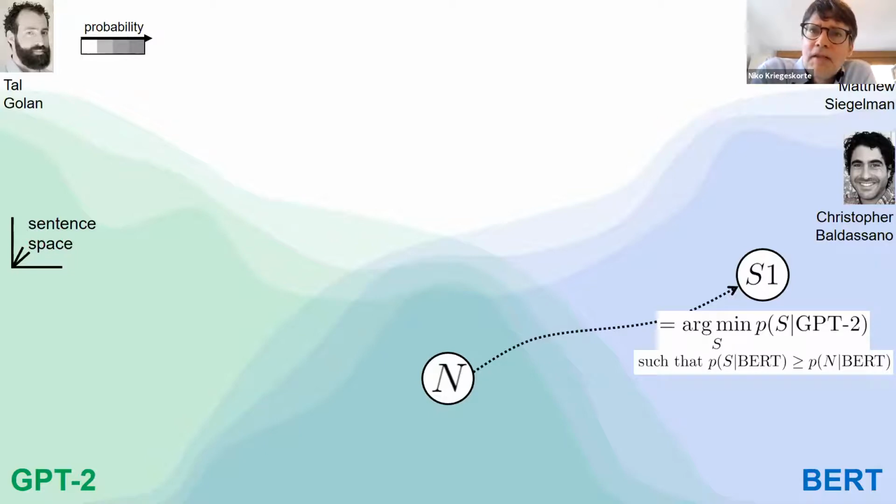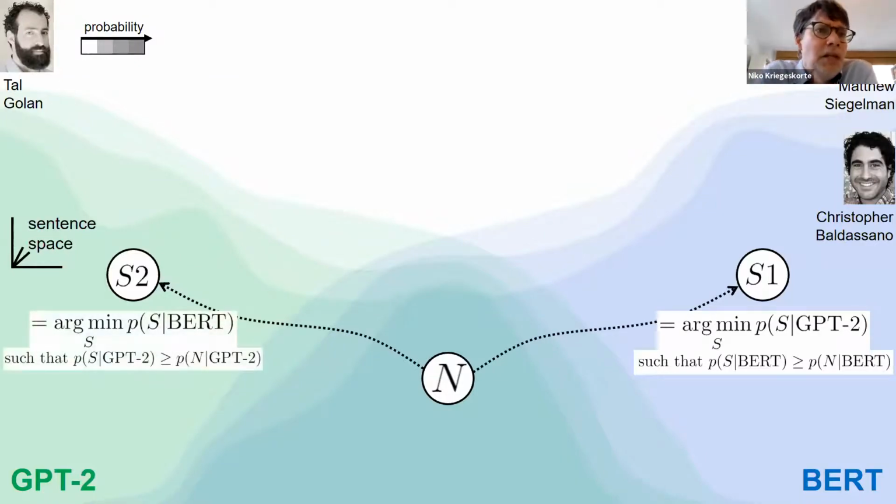So for BERT, we stay in this plateau of high probability here, the blue region, but for GPT-2, we go down to a low probability region. And that's the optimized synthetic sentence 1. And then we can also make a synthetic sentence 2, where we flip the two models and we minimize the probability of the sentence according to BERT, while keeping the probability according to GPT-2 at least the same. So now we're staying on the green plateau associated with the GPT-2 model.